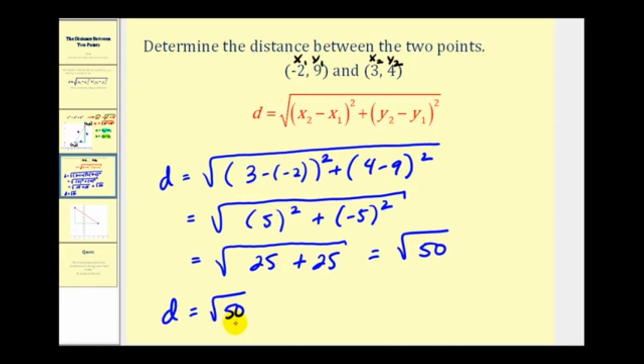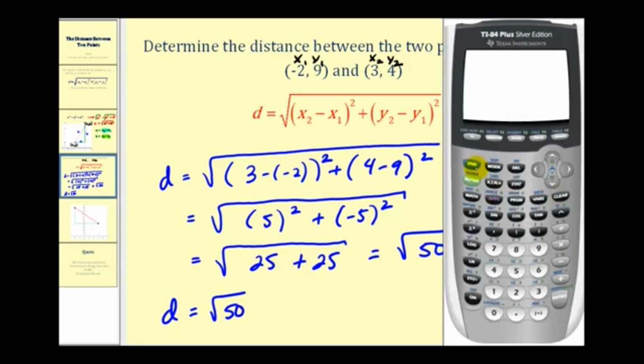If we just want a decimal approximation, we can go ahead and type this into the calculator in this form. Let's go ahead and do that. We're going to type in the square root of 50. And let's go ahead and round to 2 decimal places. So we'll say it's approximately 7.07 units.